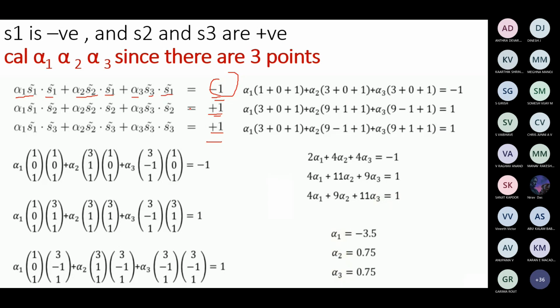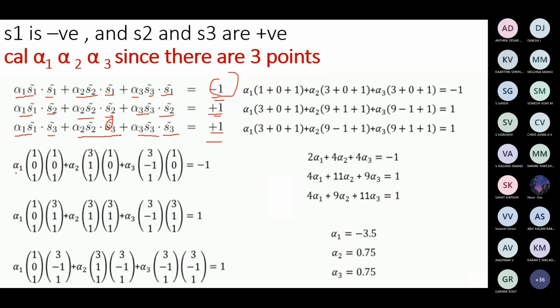Then these two are the positive classes. So alpha 1 S1 with respect to the second support vector, positive class, alpha 2 S2 with the second support vector, positive class, and alpha 3 S3 with the second support vector, positive class. Alpha 1 S1 with the third support vector, positive class, alpha 2 S2 with the third support vector, positive class, and alpha 3 S3 with the third support vector, positive class.